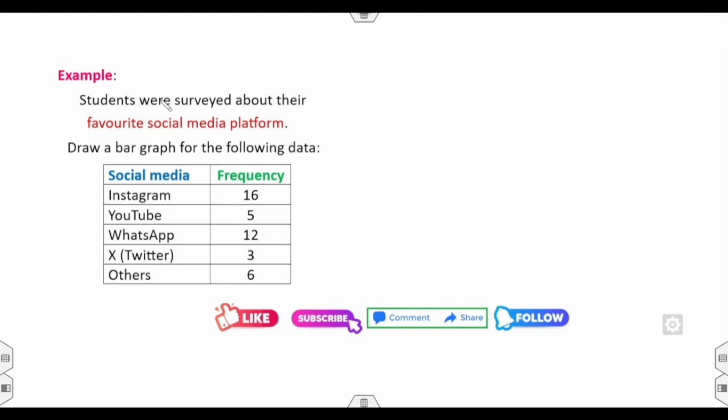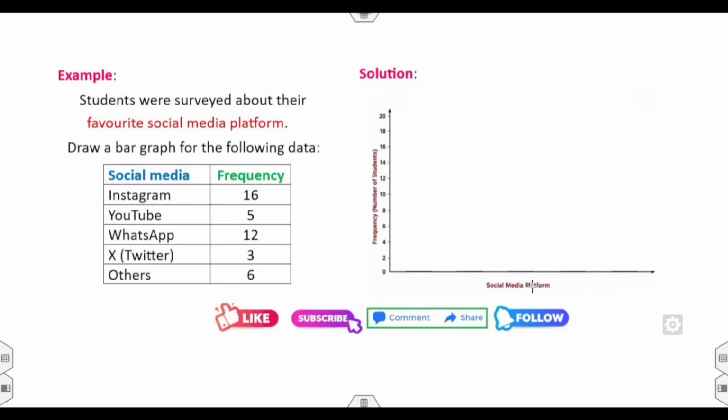The first one, students were surveyed about their favorite social media platforms. Now clearly say the social media platforms like Instagram, YouTube, Facebook, WhatsApp, Twitter, all are my qualitative information. So yes, you can draw the bar graph. And how can you draw the bar graph? Fine. This is the qualitative information. You can write social media on the x-axis, frequency on the y-axis.